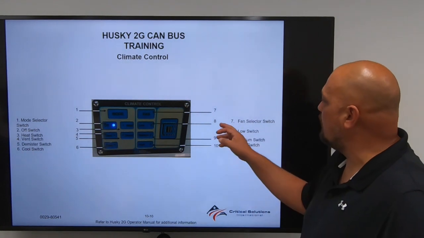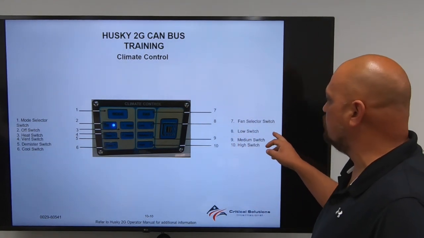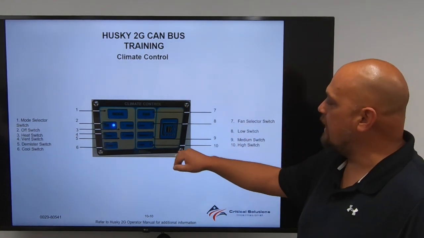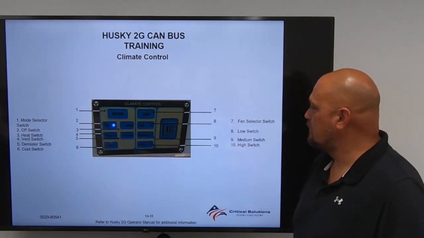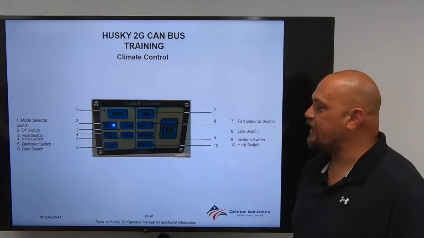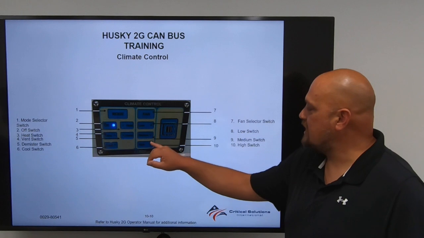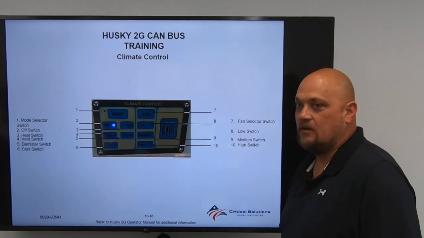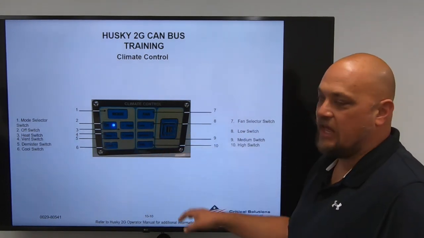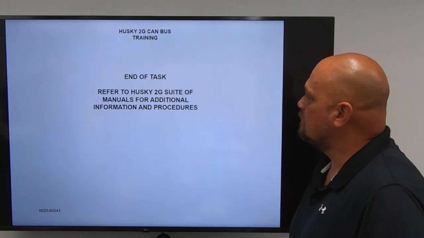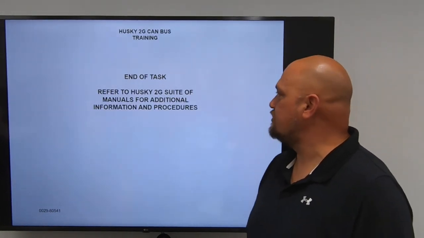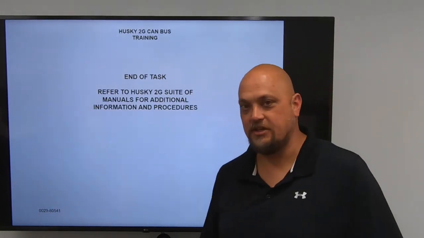On this other side, item number 7 is our fan selector switch. Item 8 is our low fan speed. Item 9 is our medium fan speed. And item 10 is our high fan speed. All of these can be adjusted as needed. End of task. Refer to Husky 2G suite of manuals for additional information and procedures.